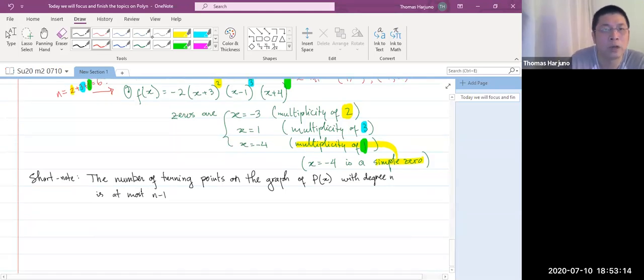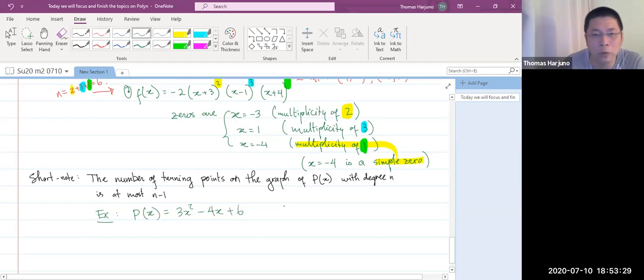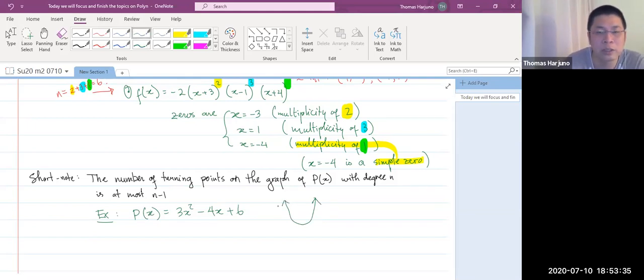Okay, so for little examples, this is way too easy. For example, if I have P(x) equals 3x squared minus 4x plus 6. Now, when you graph it, you know it will open up, right? Okay, now the turning point is this one. This is the turning point.